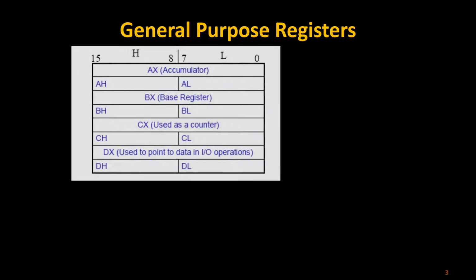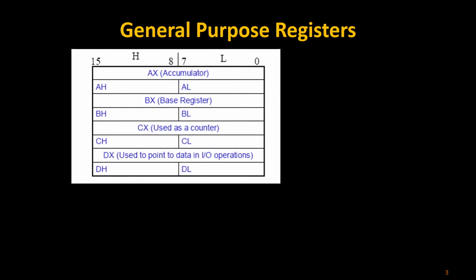In that aspect, we know that the general purpose registers can be used as a 16-bit register as well as an 8-bit register. AX is going to be 16-bit, and AH and AL are two 8-bit registers. I can use them conveniently so that operations can be done as 16-bit as well as 8-bit operations.